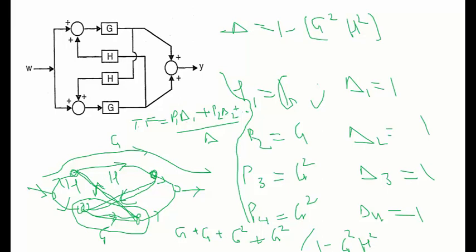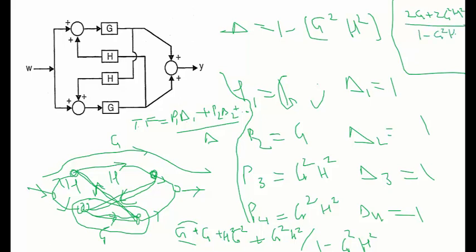I missed H square here. So P3 is G square H square, and P4 is G square H square. So this is something that I missed here. So this gives us G square H square for P3 and G square H square for P4. Now this seems correct. If you simplify this, you get 2G plus 2G square H square, divided by 1 minus G square H square.